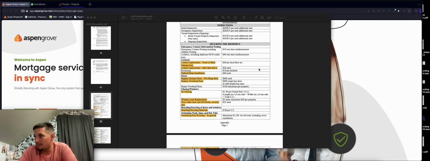The window lock replacement price I do have an issue with, and I think it should be the same price as the door slider lock. Boarding windows. So it says 90 cents per United inch, so 67 cents per United inch.